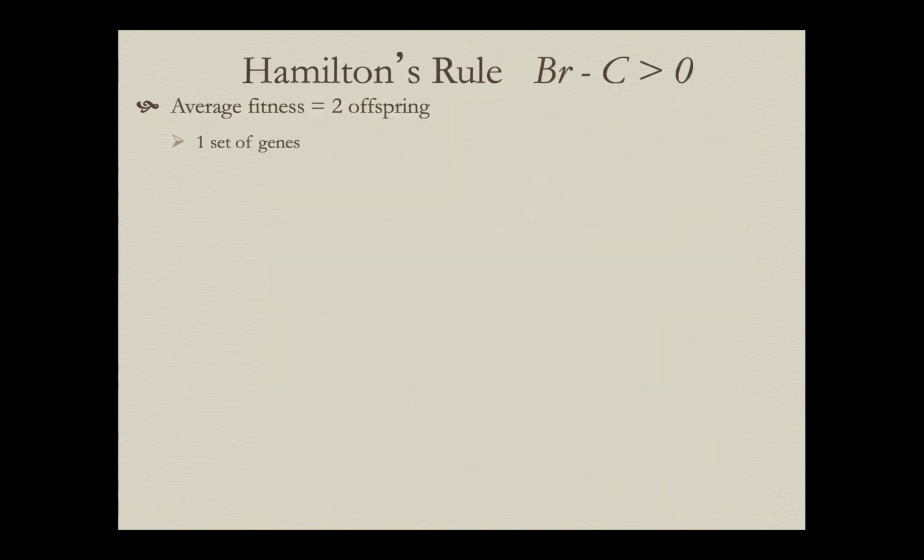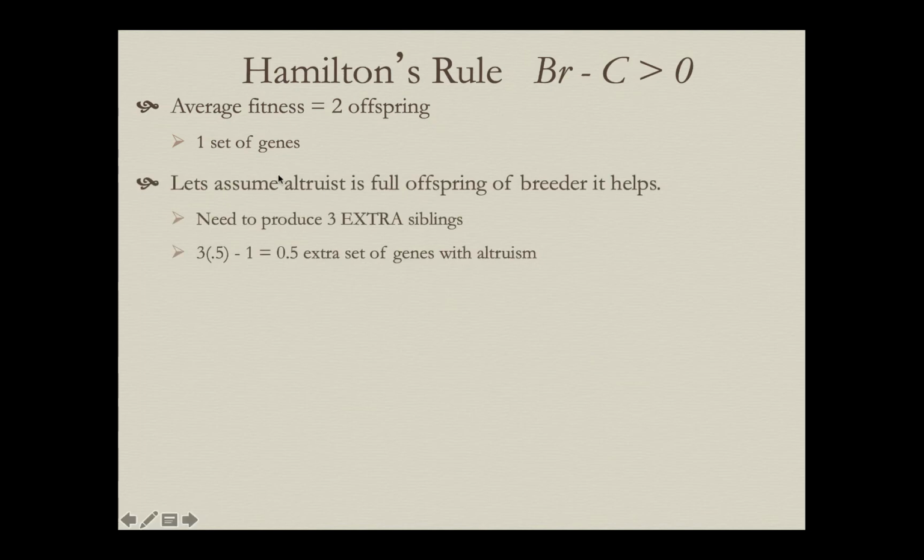So let's give some examples and plug some numbers into Hamilton's rule to give you a better sense for what it would take for an altruistic allele to evolve. Let's say we have a population of organisms in which the average fitness that you could reasonably assume is 2 offspring. So that's one set of genes. And that would be associated with the potential costs if you don't breed.